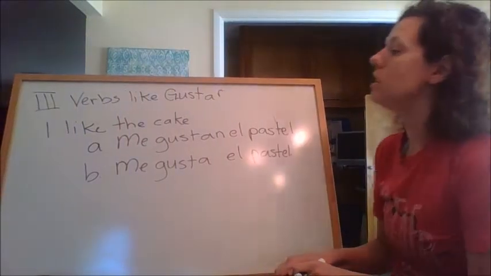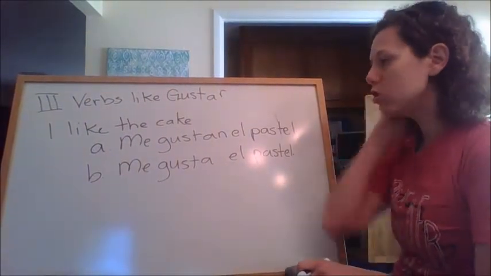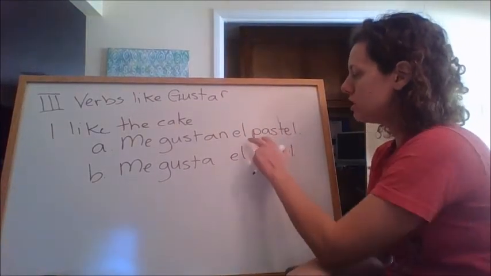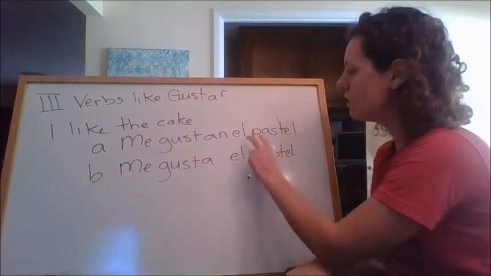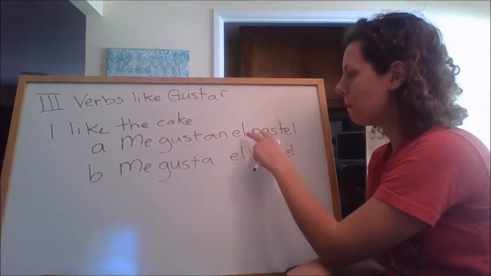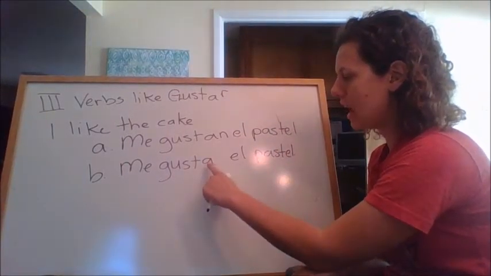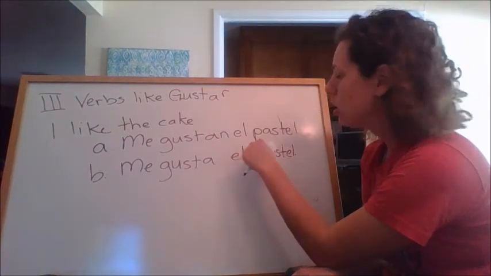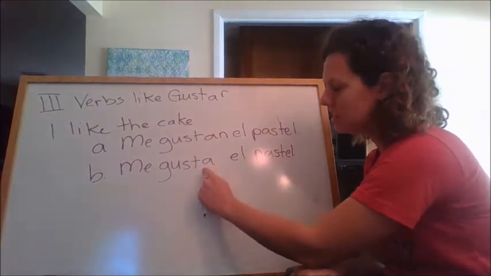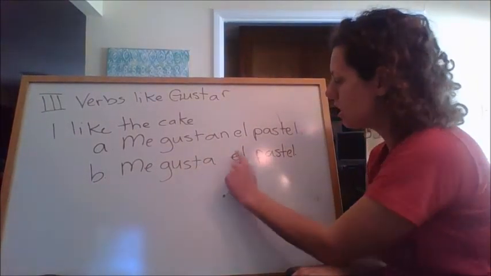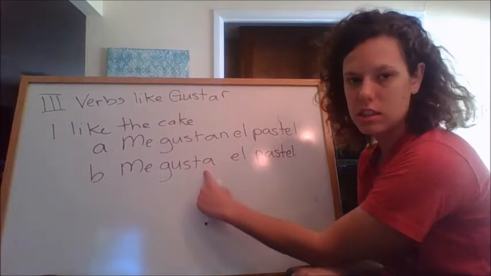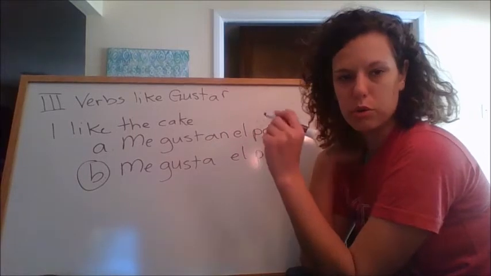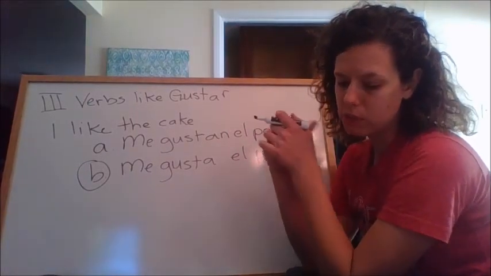All right. Anyway, so back to this. I like the cake. So you have two options: me gustan el pastel or me gusta el pastel. So this is the subject. If it's a singular subject, remember that we just end in an A. If it's a plural subject, that's when it gets the A-N. So since this is singular, this has to be the answer because the thing that is being liked is singular. This is the singular verb. So it's got to be B, all right? So you're just going to circle the one that is correct, all right?